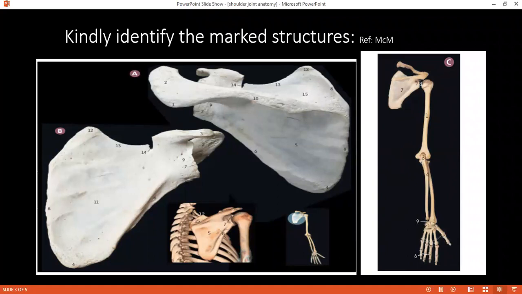This is scapula. Can you speak a little louder? I can hardly hear you, please. Yes, ma'am, this is scapula. Can you identify what this two is, please?